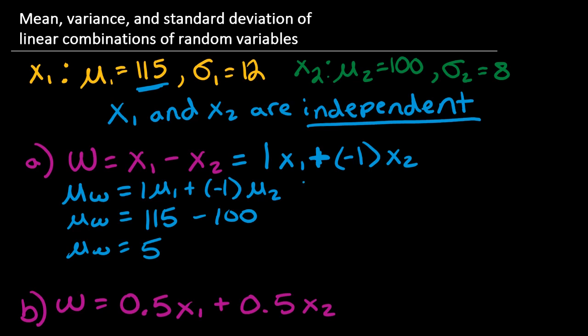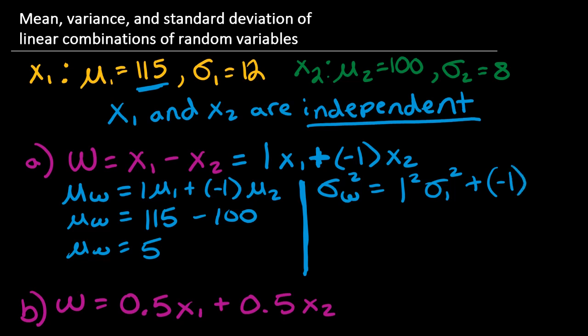All right, so next let's find the variance. All right, why didn't I find the standard deviation next? Well, because standard deviation is always the square root of the variance. So you always need to start by finding the variance. Okay, so sigma w squared equals, okay, let's use our notation here where I figured out what a and b are. So a is 1 squared times sigma 1 squared plus negative 1 squared times sigma 2 squared.